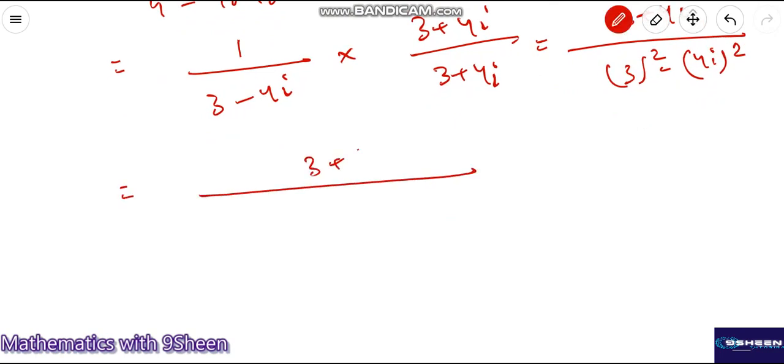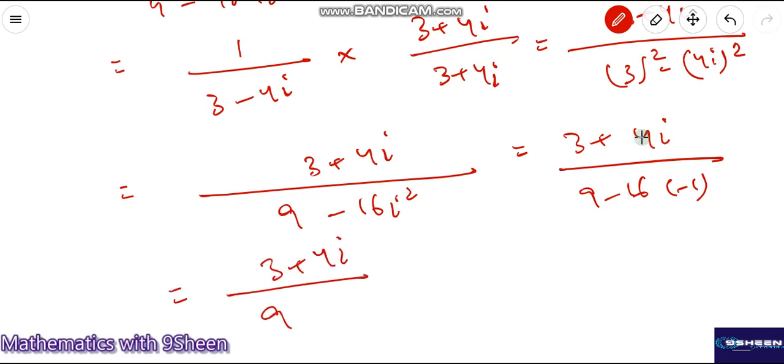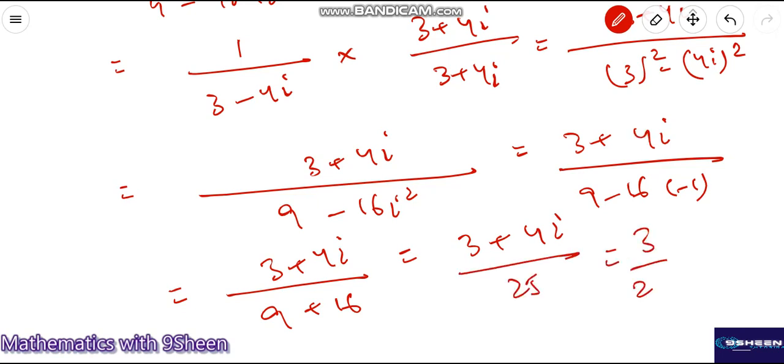3 plus 4 iota as it is. 3 3 is a 9, minus 4 4 is a 16 iota square. 3 plus 4 iota as it is. 9 minus 16 and iota square minus 1. It will become 3 plus 4 iota, 9 minus positive 16, and 3 plus 4 iota divided by 25. Now real part is 3 over 25 and imaginary part is 4 over 25 iota.